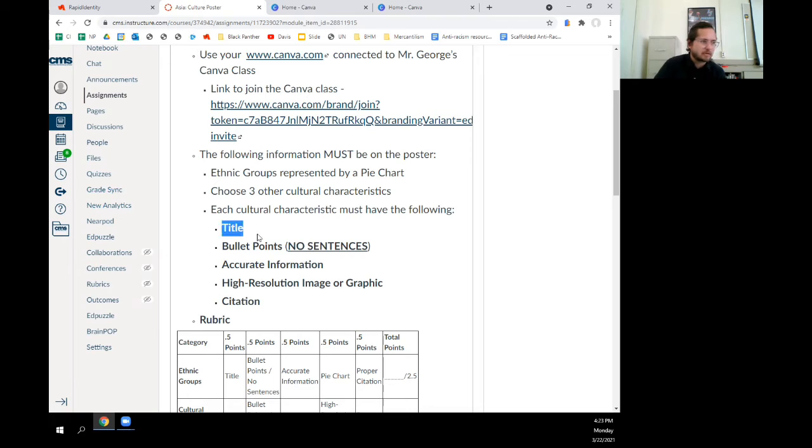Each of the cultural characteristics on the poster must meet these expectations. It must have a title, must be bullet points, not sentences. The information must be true and accurate. And then they must come with a high resolution image or graphic. And then lastly, again, here is the big change. You must add a citation to each of those. Those citations are worth half a point for each category. So if you decide just not to do the citations and not to learn how to do that, then the highest grade you can get is an 80%.